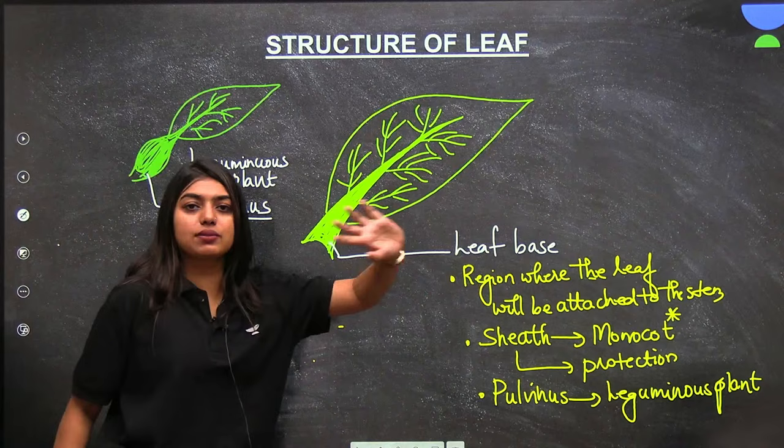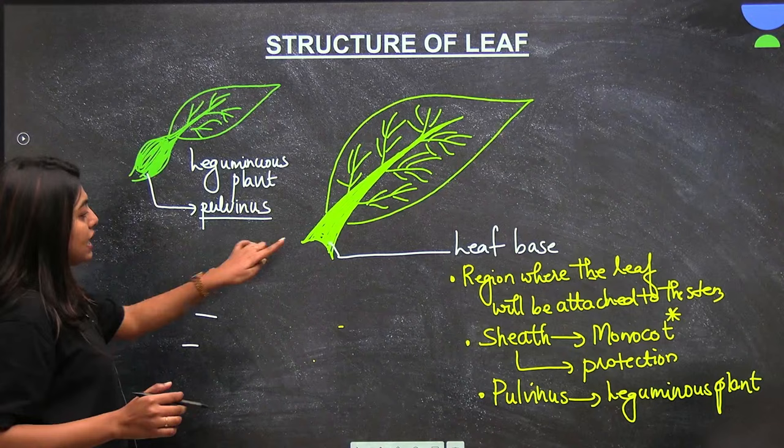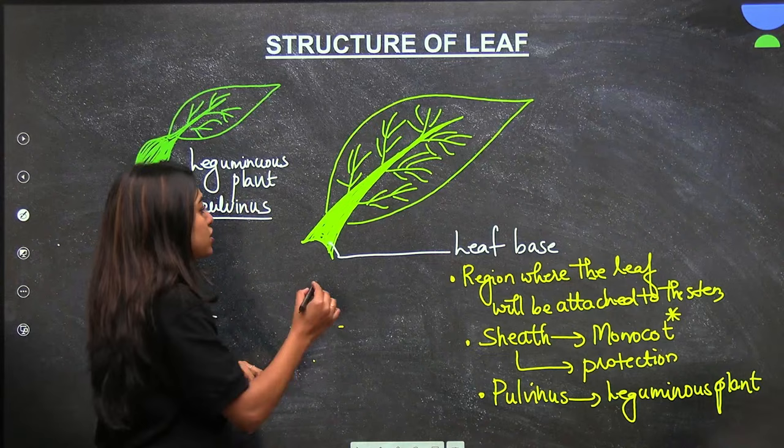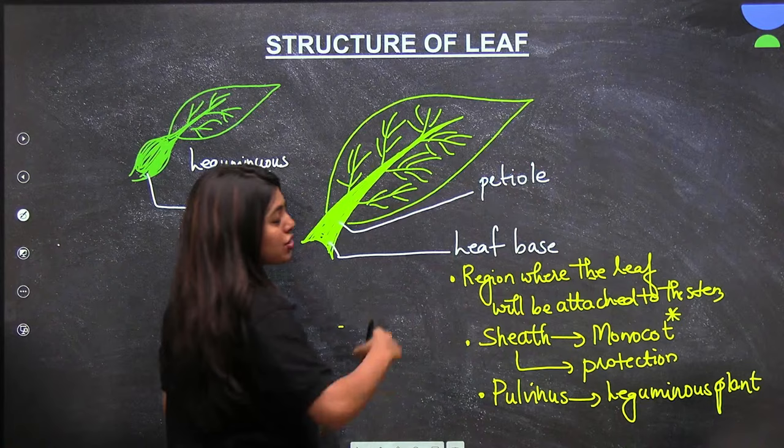Fine. Now, let's go to the next one. After the leaf base, there is a stalk-like structure. This stalk-like structure is called your petiole. I think I'll label it downwards so I can write the points here.